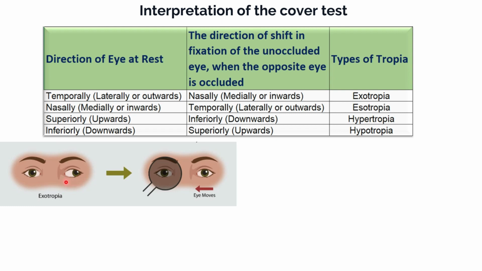So, in this case, the uncovered eye is moving inside towards the nose. That means the patient is having exotropia. Now, when we cover the left eye, there is no movement in the right eye. That means the right eye is the fixating eye and is in a normal state.